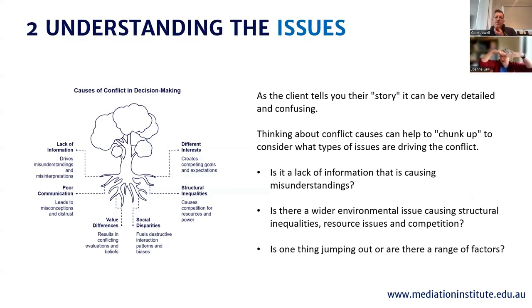So we're thinking about chunking up. What are these little stories? What are they an example of? If that makes sense. So we're trying to understand what are the issues driving the conflict. If we can understand that, it might give us an idea of where we can help them to change the perspective or fill in those information gaps, or think about whether there are power imbalances that are causing the issue.